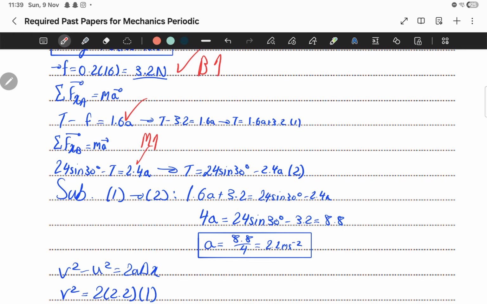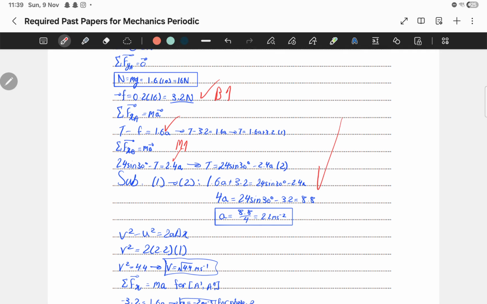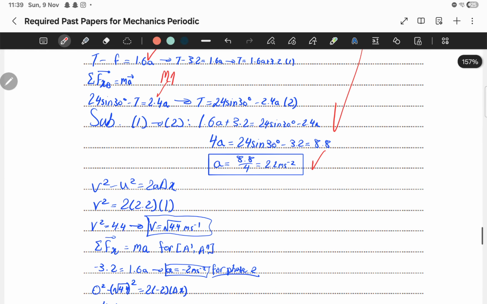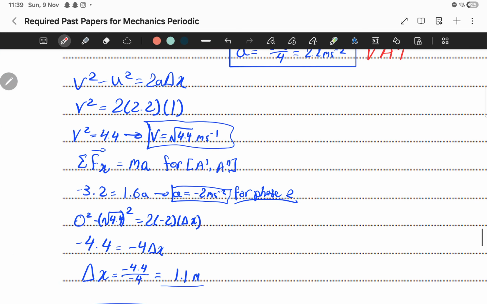Now, if you solve the equations, you'll get a mark. A is 2.2. This is A1. The subsequent acceleration of A is negative 2. So yes, A1. This is M1.